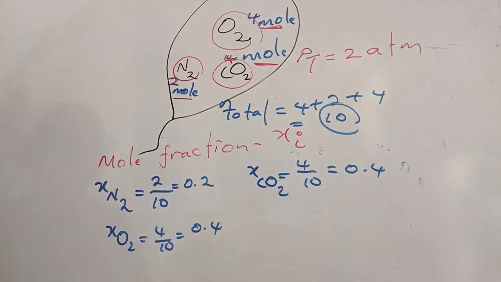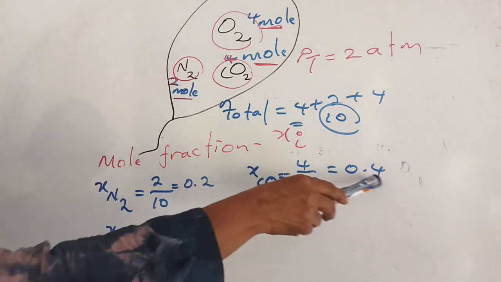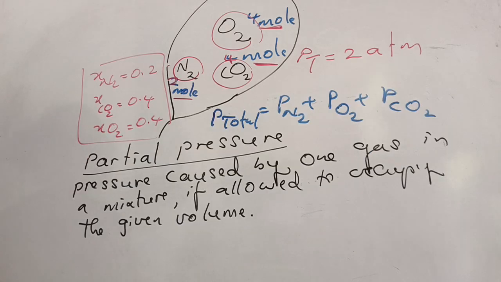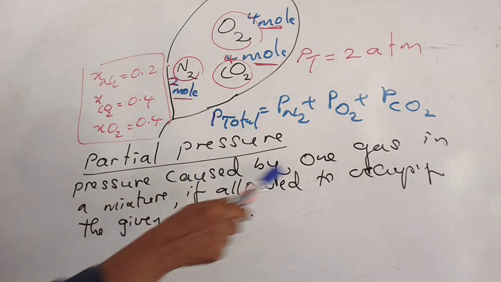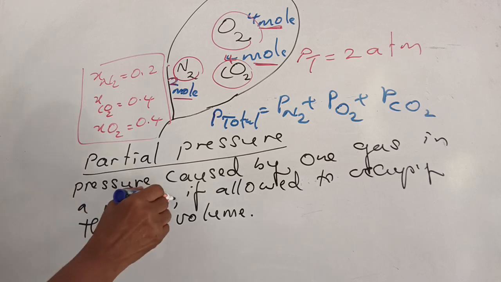Same with the carbon dioxide. 4 moles are present with the total number 10, so it gives us 0.4 as the mole fraction of carbon dioxide. We can introduce the partial pressure as the pressure occupied by one gas in a mixture if allowed to occupy the given volume.